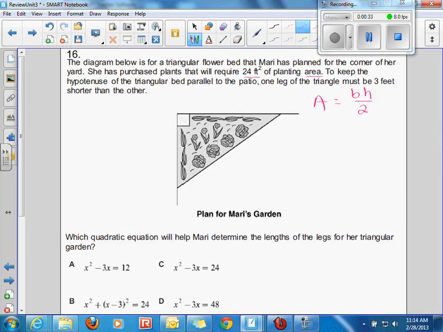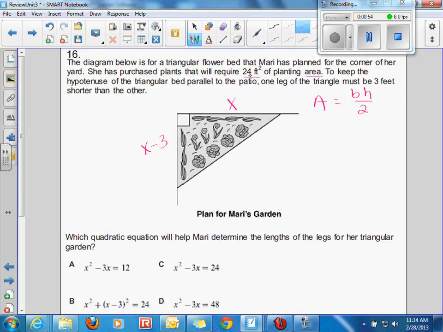And since it's a right triangle like this, one of our legs will be considered the base and one will be considered the height. To keep the hypotenuse of the bed parallel to the patio, one leg must be 3 feet shorter than the other. This one looks longer to me, so I'm going to call this x, and I'm going to call this one x minus 3 because it's shorter by 3.